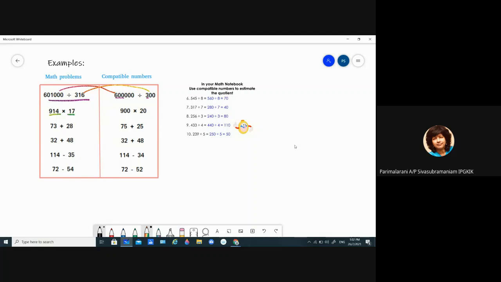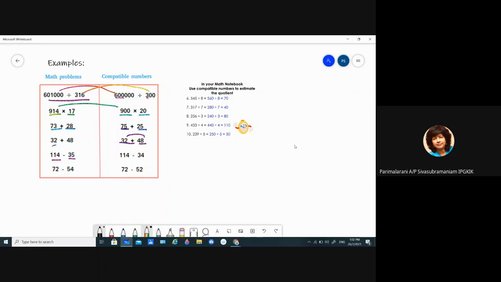These two numbers are not compatible, so we change them to 920. It is compatible because they are all multiples of 10. 73 plus 28, not so easy to add, but if we change the 28 to 25 and 73 to 75, these are compatible numbers, easily added, and they're not very far from the original. 32 and 48, both of these numbers are already compatible, because you can easily add the 8 and the 2.